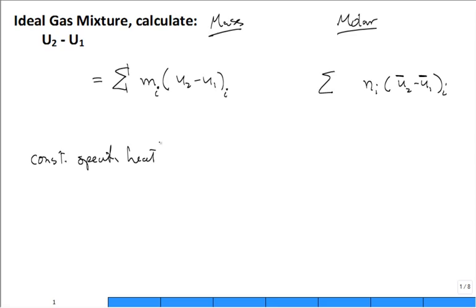How does that modify our equation? Well, we would say that C sub V times T2 minus T1, isn't that equal to the change in U? Sure. And so you would have the mass of that species, the specific heat constant volume of that species, and then the temperature change 1 to 2 of that species.